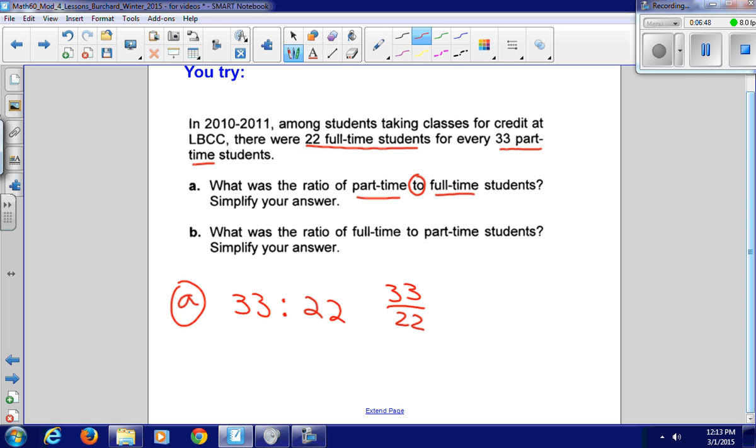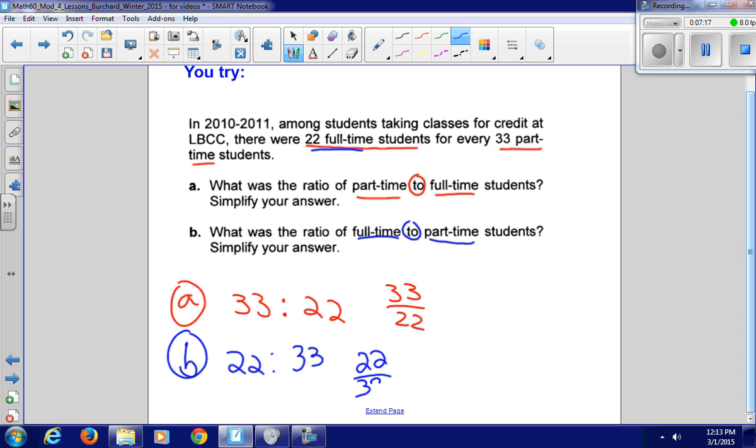So for B, it asks for the ratio of full-time to part-time. So for B, our full-time number comes first, and then the part-time number comes next in this one. Order makes a big difference, so this is going to be expressed as 22 over 33. If you get those backwards, everything goes wrong in a problem where we're using ratios to find answers to a word problem.